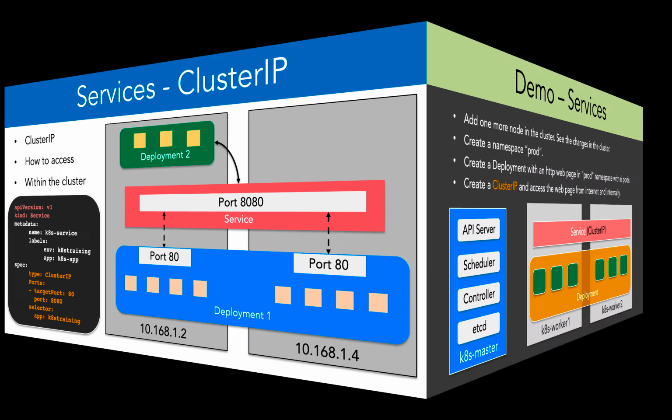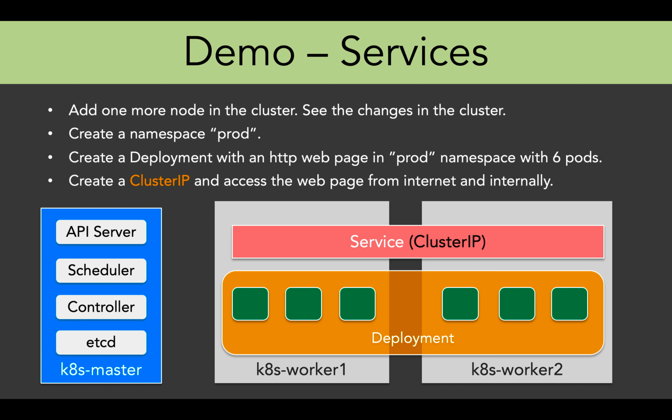Let's go over to the demo. It will be very similar. The only difference would be that we'll be creating a cluster IP and we'll be accessing the web page not from the internet, only internally. There won't be any internet access. The service type would be cluster IP and everything would remain the same. I'll not change the deployment, I'll not change the port. So I'll use the same deployment to create another service.